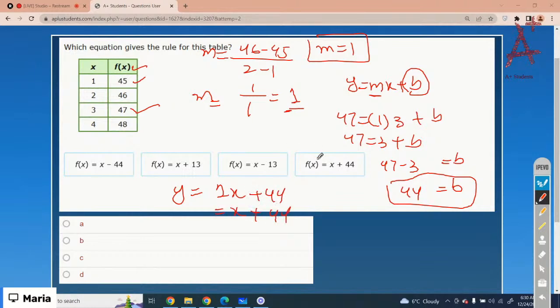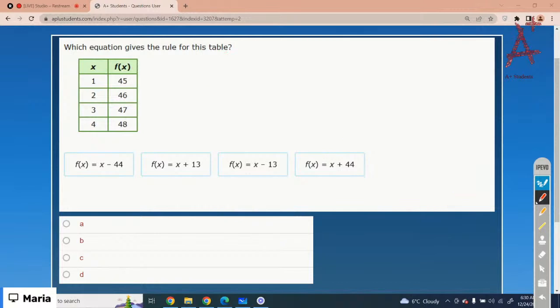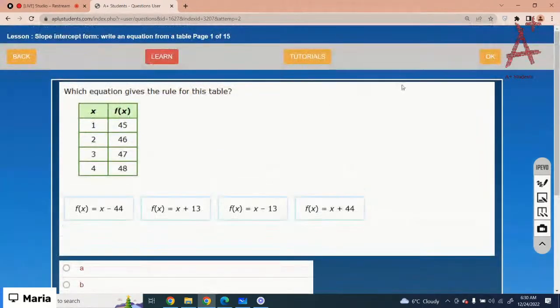Got it? So this one is the correct option. You have to find two points from the table, first find the slope, that is m, and then find b from the table. So the correct equation is option D: f of x equals x plus 44. Just select the correct option, then click on the OK button.